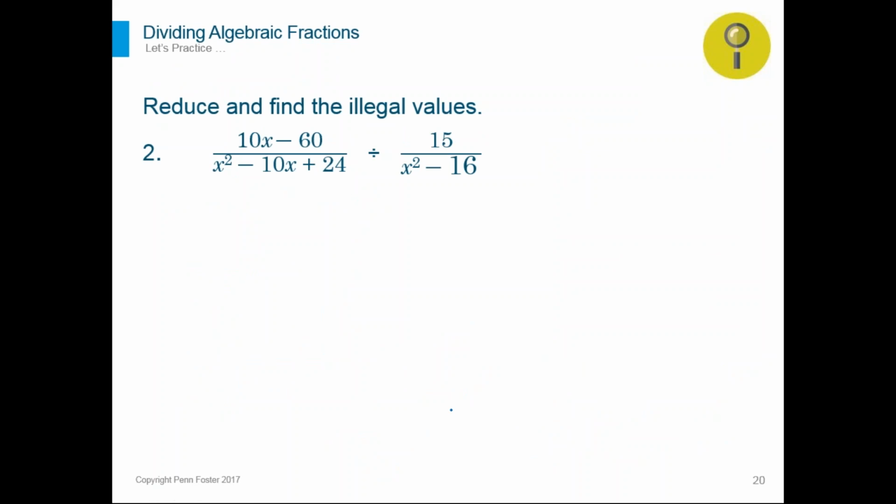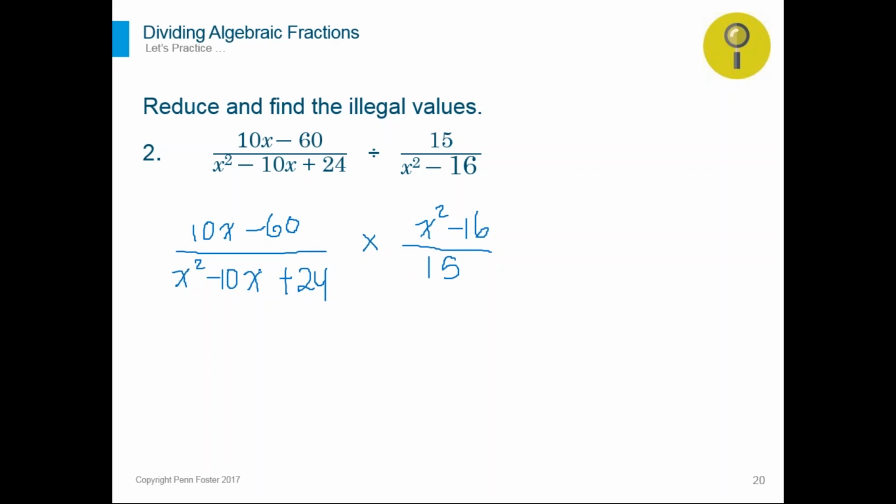Okay, next. What if we have huge fractions like these with binomials, trinomials, numbers? What should we do? The same idea. Keep the first fraction the same: 10x minus 60 over x squared minus 10x plus 24, times. Flip over the second fraction, x squared minus 16 over 15. Next, factor, if possible. So I'm going to take the 10 as a common factor, 10. So it's going to be x minus 6.